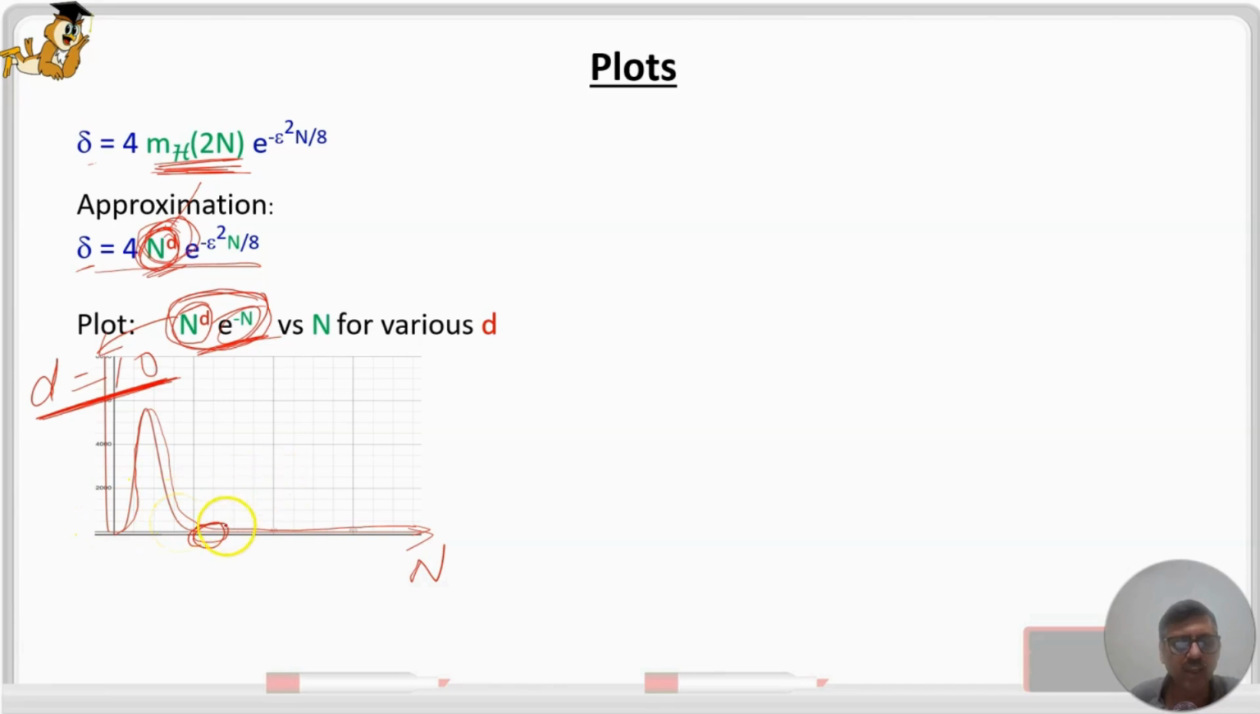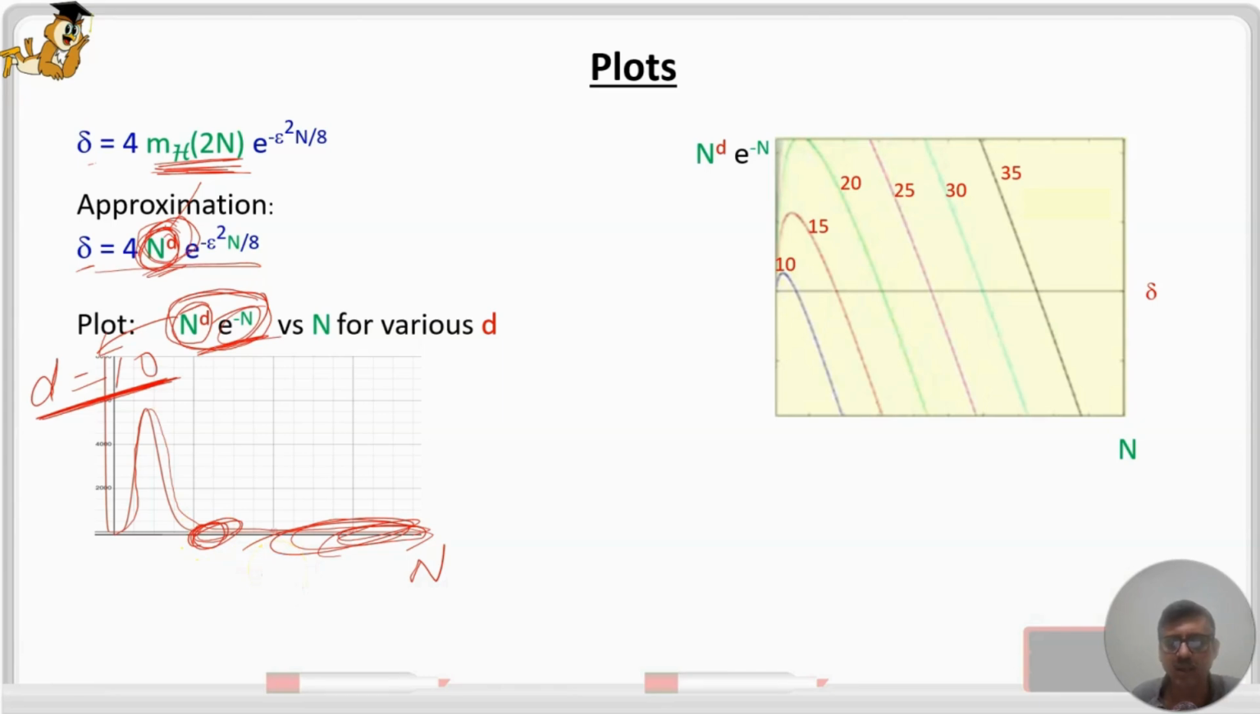So you would typically specify small values of epsilon and delta, and therefore you would probably be operating in this range. If you specified even smaller values, you would be operating in this range, and so on and so forth. So if I were to zoom in on this region for various d's, what would I get? Let's plot that. Let's understand what this plot is. This is a plot of n to the power d multiplied by e to the minus n for various values of d, with the x-axis being n.